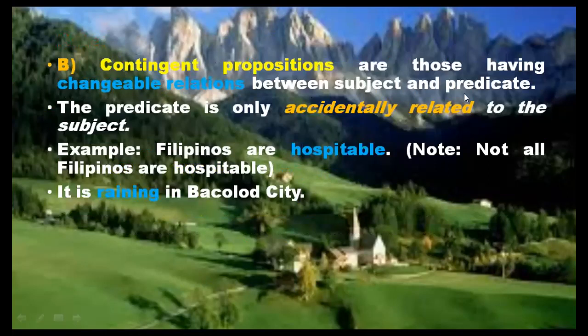Contingent propositions are those having changeable relations between subject and predicate. The predicate is only accidentally related to the subject. For example, Filipinos are hospitable. This can change. Filipinos can be inhospitable. It is raining in Bacolod. This can change also, because it is contingent, not necessary. It might be that it is sunny in Bacolod City. The word accidentally means not essential.